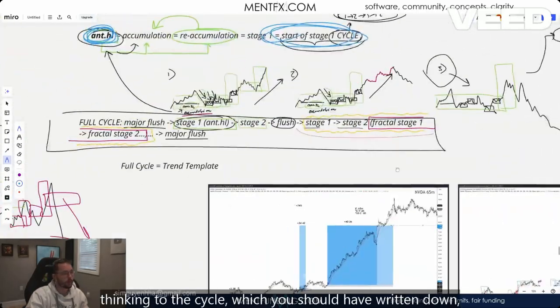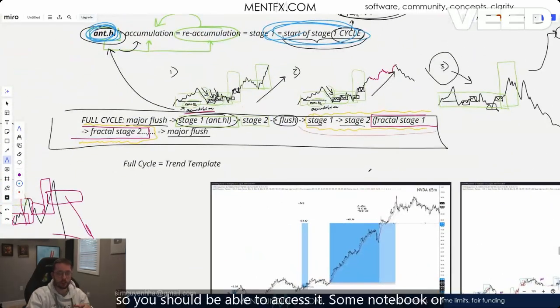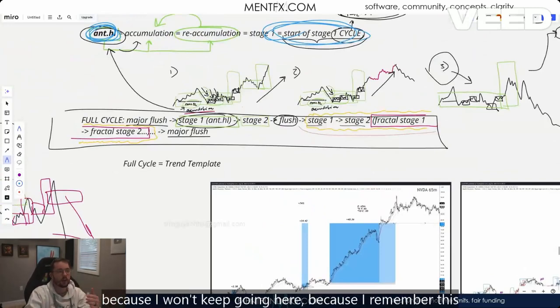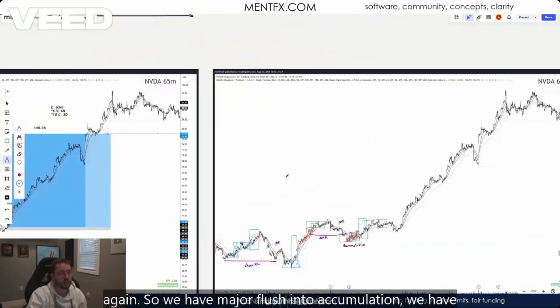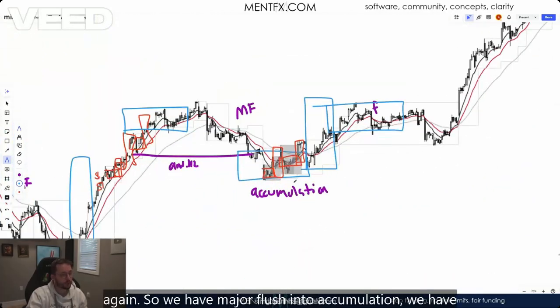So remember, keep thinking to the cycle, which you should have written down in some notebook or something somewhere, so I don't have to keep going here, because I remember this. Major flush will lead to some kind of stage one into stage two, and oftentimes that will lead to minor flushes into repetitive stage ones and stage twos until a move completes for a new major flush to repeat this overall market cycle again.